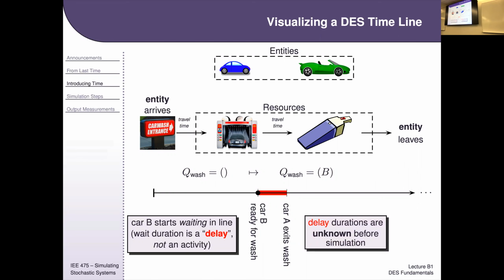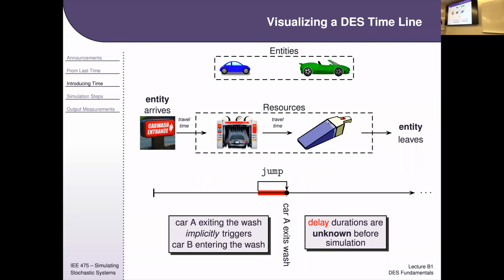So what I do now is I'm going to add B to a queue, a state variable inside my simulation that represents how many cars are waiting for the wash. So there's a state variable inside here that just is the line of cars waiting for the wash. And the amount of time that it's going to wait is again part of this delay. And we don't know this until we ran the simulation and we revealed this delay.